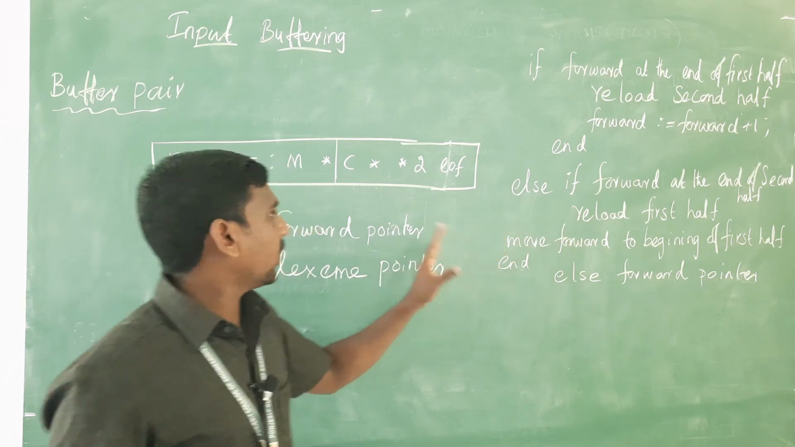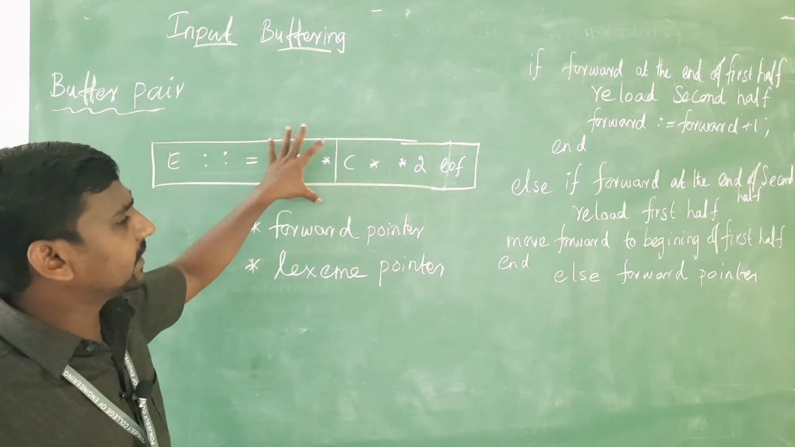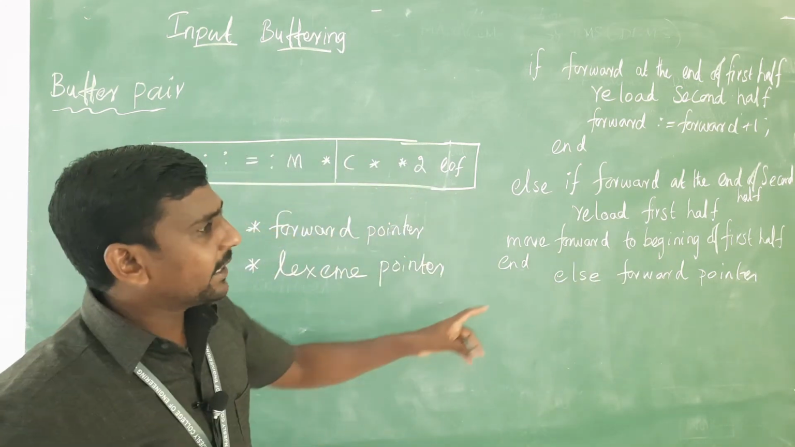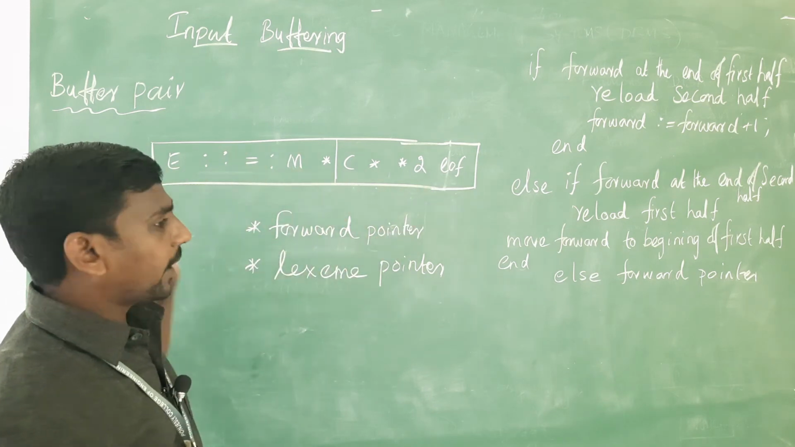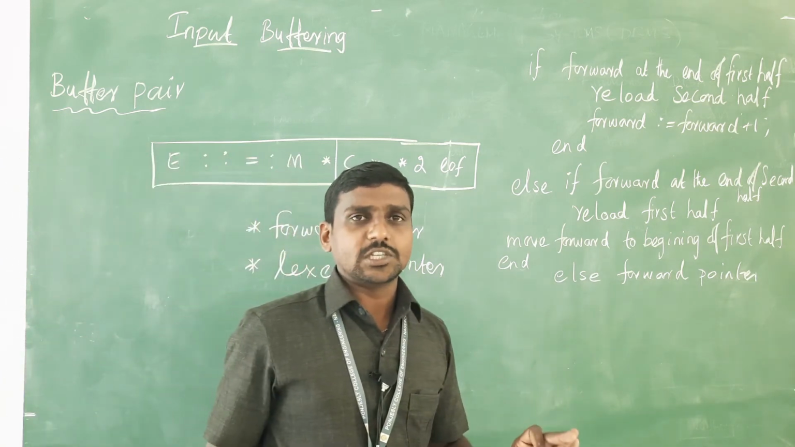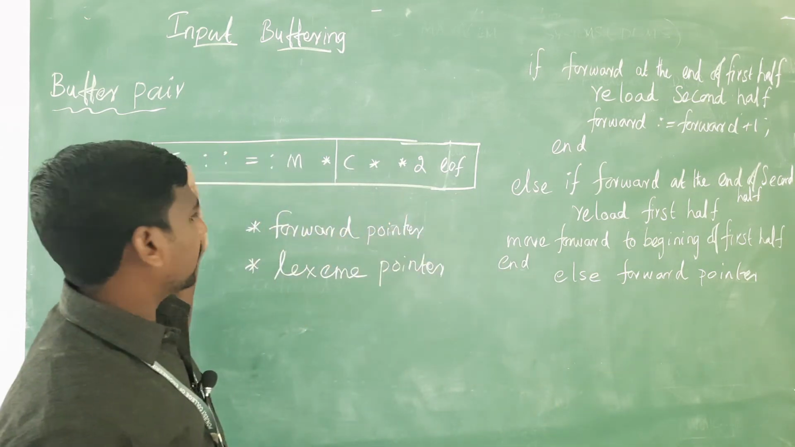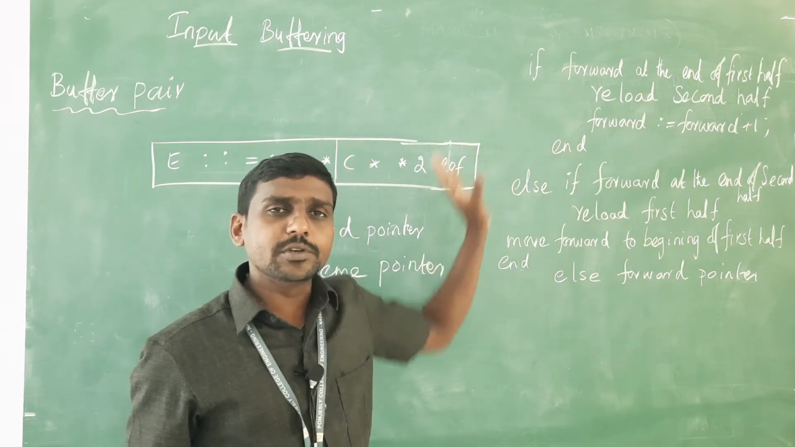reload the first half. Previous characters are deleted and we are reloading the first half. Move the pointer to the beginning of the first half. Else, we forward the pointer. We keep forwarding the pointer, and it repeatedly continues like this.